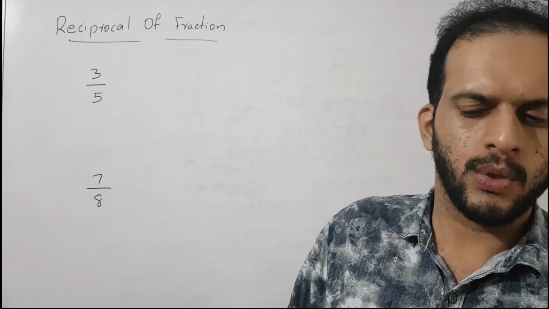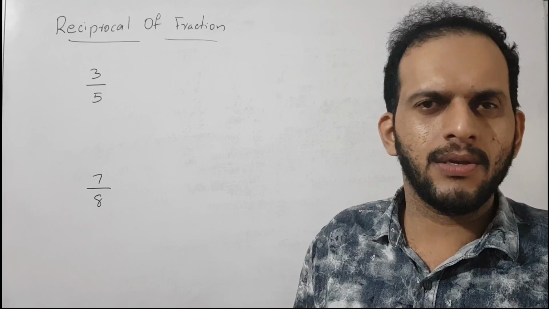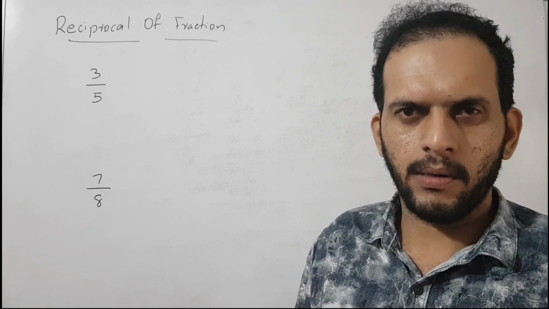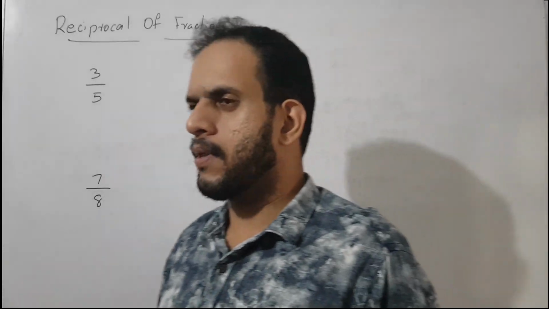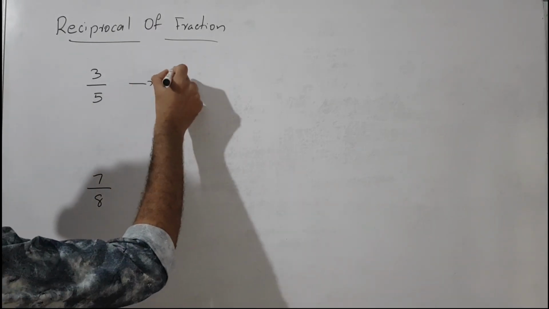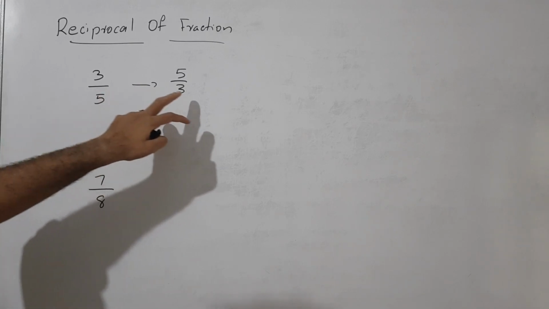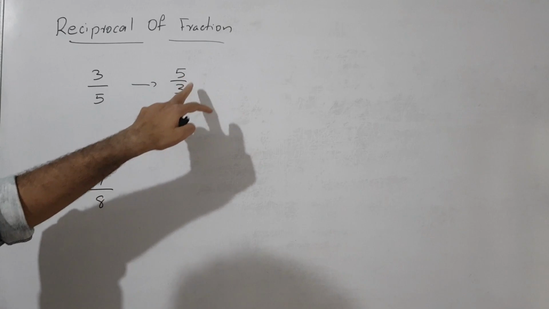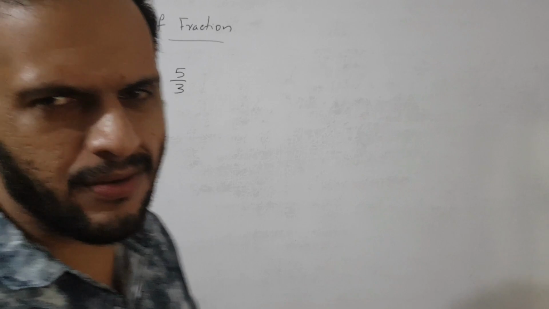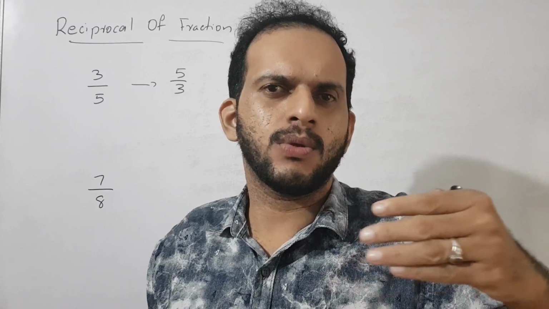To write the reciprocal of 3 by 5, we just interchange the numerator and the denominator. So the reciprocal of 3 by 5 is 5 by 3. And the reciprocal of 5 by 3 is 3 by 5. We know how to write the reciprocal: we just interchange the numerator and denominator.